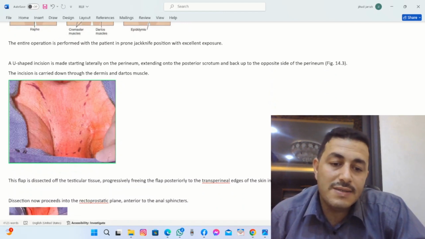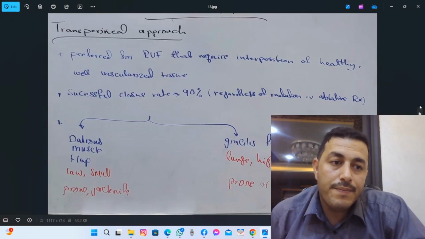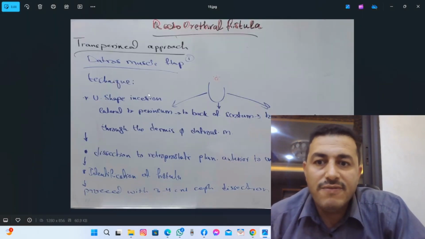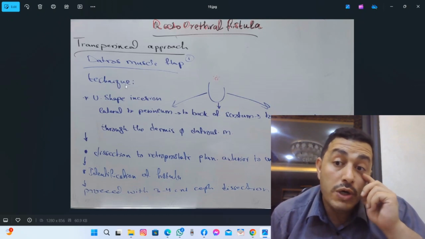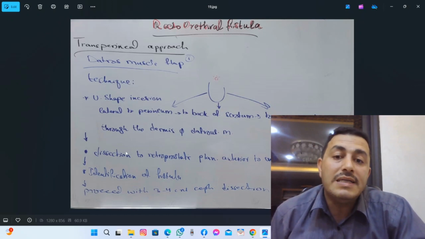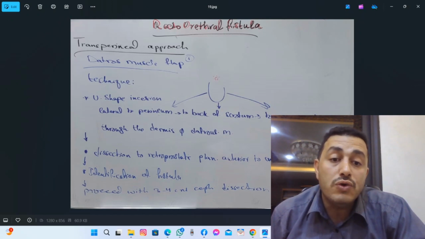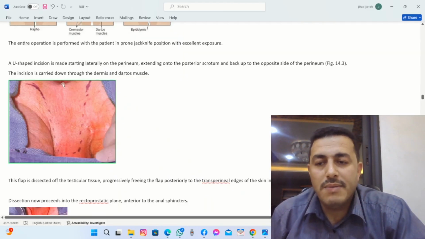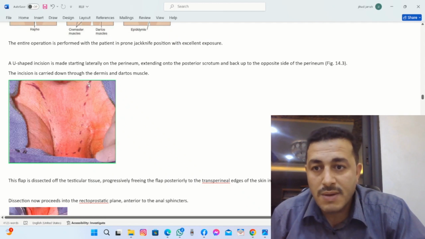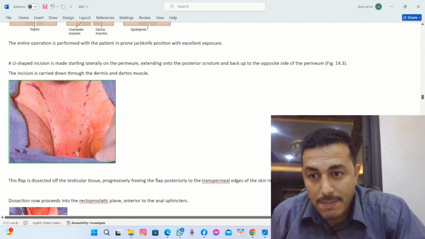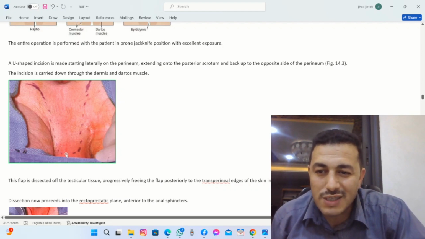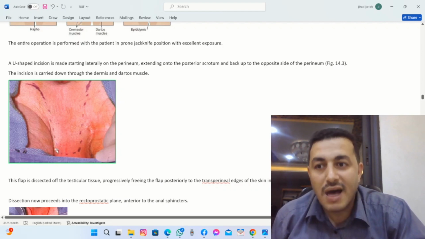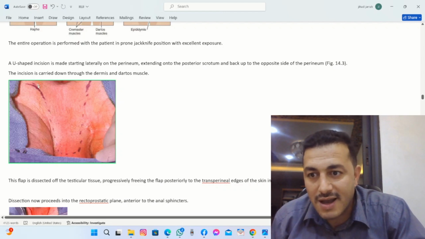Let's go to the dartos muscle flap. First of all, we do a U-shape incision, lateral to the perineum, back to the scrotum, and to the opposite side through the dermis and the dartos muscle. You can see this is what we mean. This is the anus again. This is the base of the scrotum, and we do a U shape until we reach the base of the scrotum where the dartos muscle exists, and we go back.